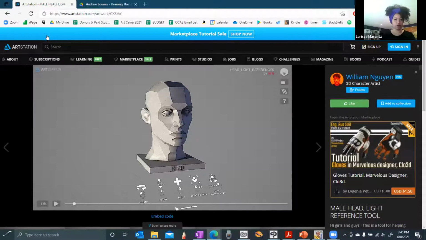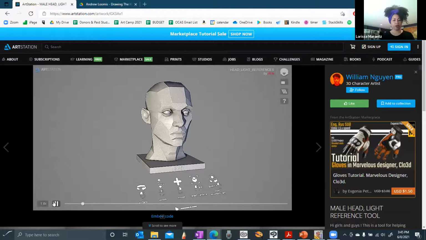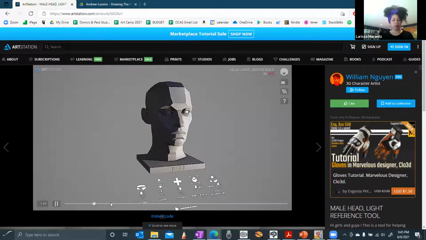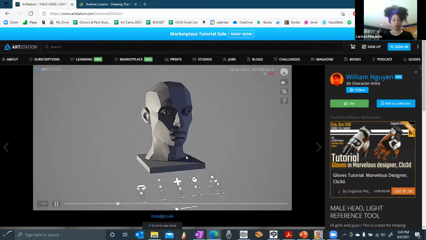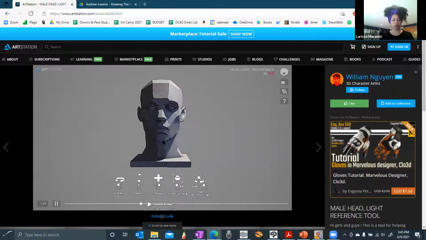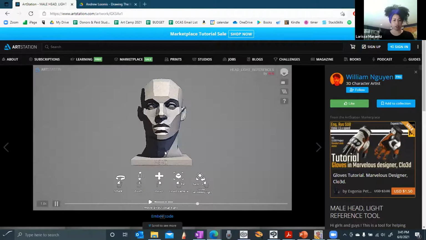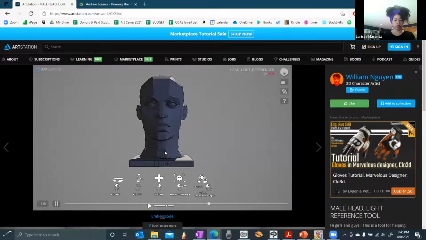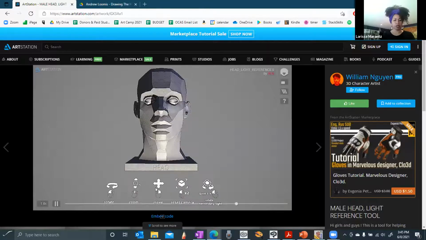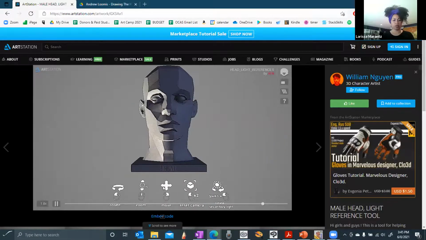Okay, so this is on ArtStation. This is a great reference. It's free. There's a male head and a female head. It plays and you can light the head. You can use your cursor to move the head around. You can come forward, you can come back. You can move the head around lots of different ways.